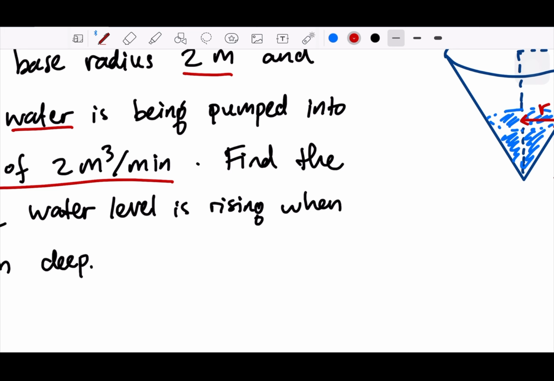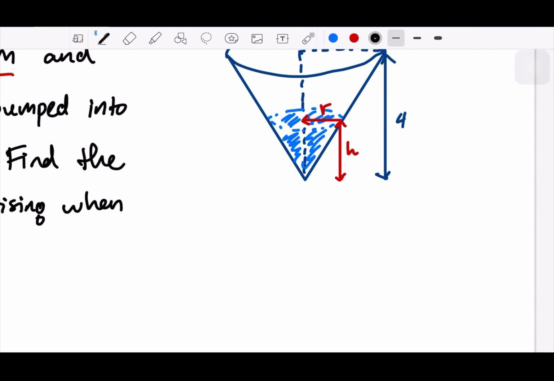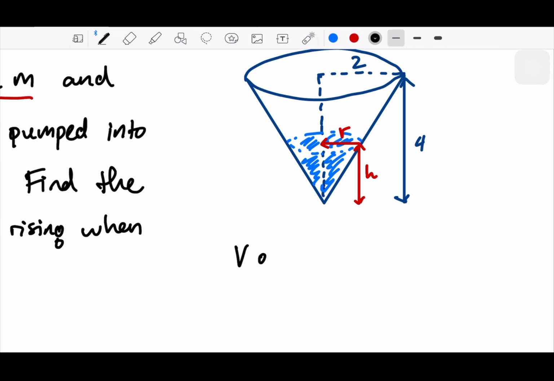Okay, the next thing is the volume of the cone. So the volume of the cone is 1/3 pi r squared h, right? Okay. So for most geometric shapes, like a cone or a pyramid, we are calculating the base multiplied by the height.